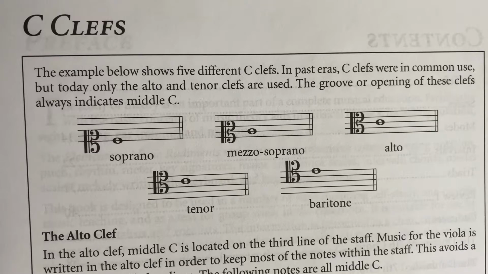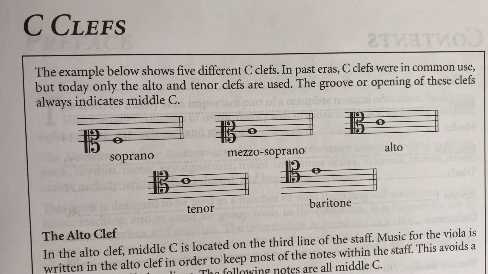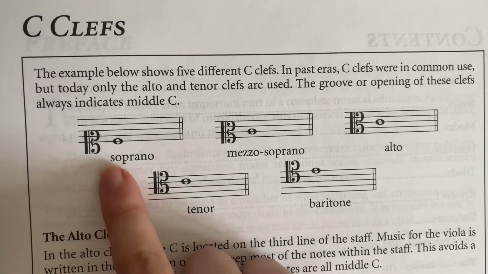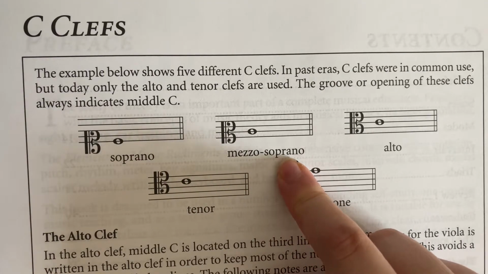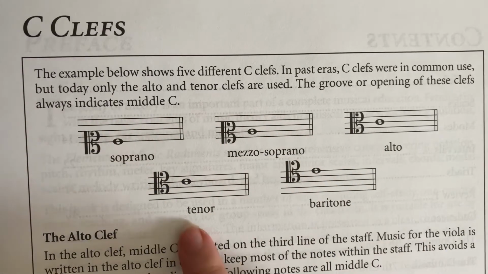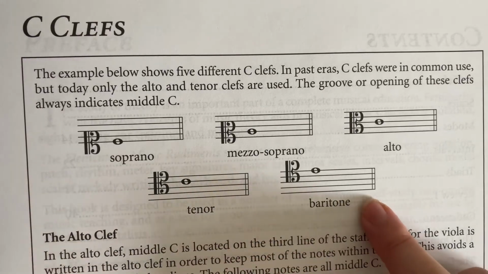C Clefs. The example below shows 5 different C clefs. In past eras, C clefs were in common use, but today only the alto and tenor clefs are used. The groove or opening of these clefs always indicates middle C. Okay, so soprano C clef, mezzo-soprano C clef, alto, tenor, and baritone.